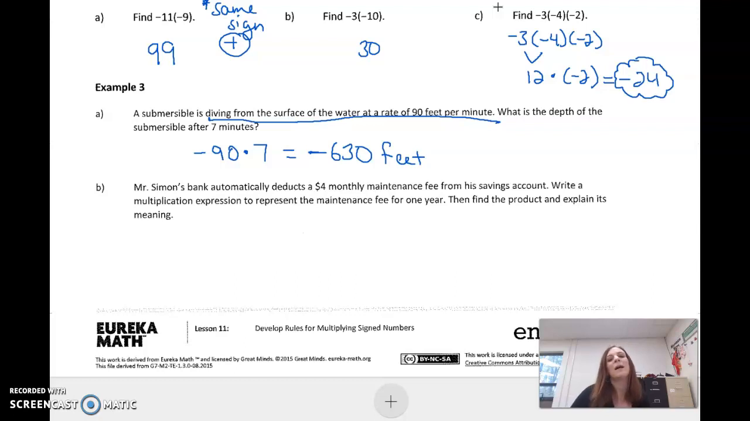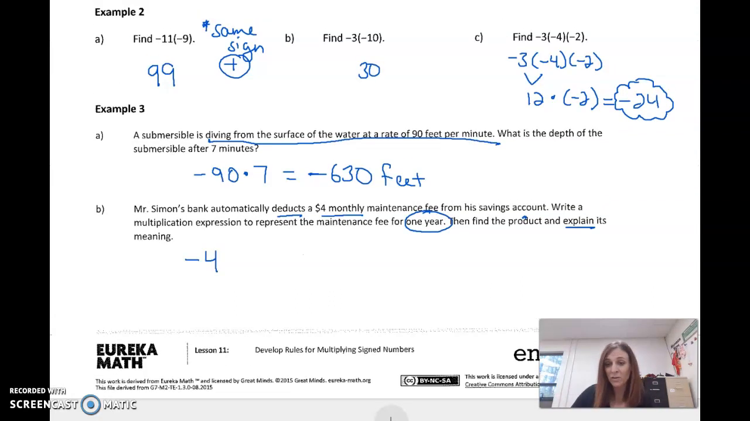Now, Mr. Simon's bank account automatically deducts, there's an important word there, $4 for a monthly maintenance fee. Write a multiplication expression to represent the maintenance fee for 1 year. Then we got to find its product, that's the solution to a multiplication problem, and explain its meaning. Well, if I'm deducting $4, I'm going to think of this as a negative 4. Okay, so deducting is a negative 4.